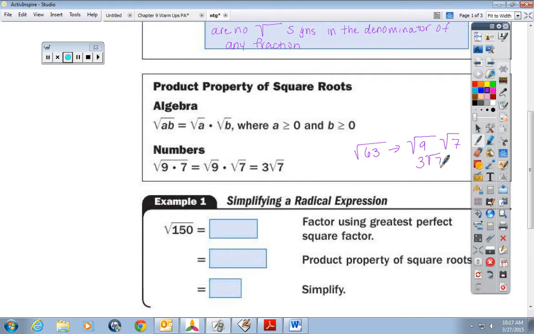So what they're showing you here is that when you have a number under the radical sign, you are looking to try to divide it by a perfect square so that you can simplify it. And we'll do some more examples here.